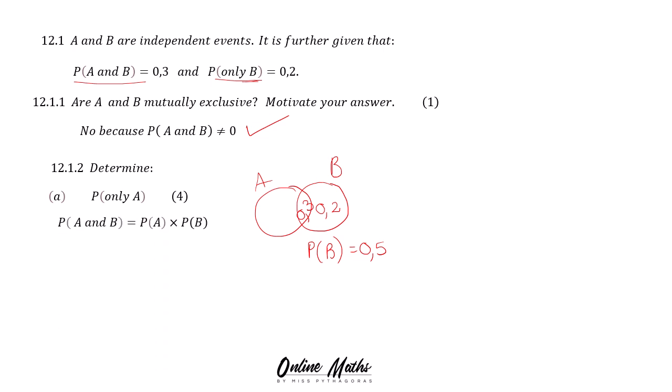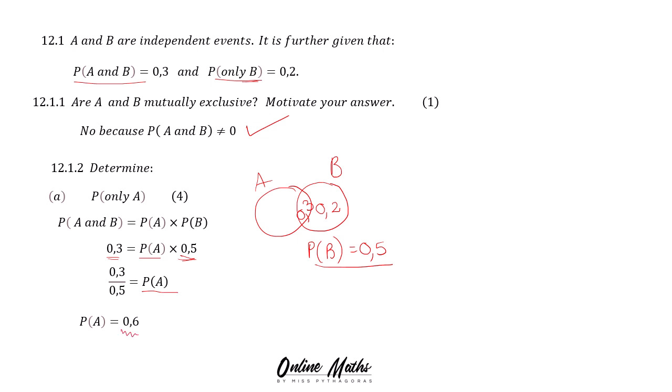Now we can substitute into the formula. This formula is the formula for the multiplication for the independent events. And then the substitution. P, A and B was given that this is 0,3. P of A, it's not P only A yet, it's just PA times the 0,5 we decided next door there. And then we can solve the equation by dividing away the 0,5 and we find PA is 0,6.